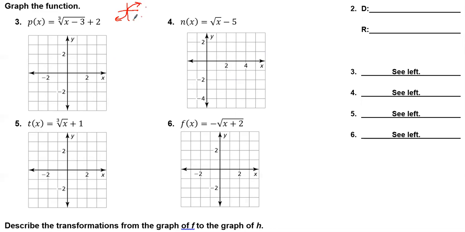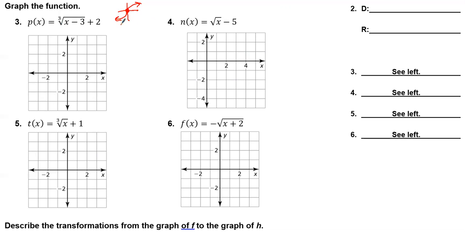Really what this is, it would have been like a sideways parabola, but this bottom part got reflected in the y-axis and is going the other way. So once again, the parent graph of a cube root function has a vertex-like point at 0, 0.